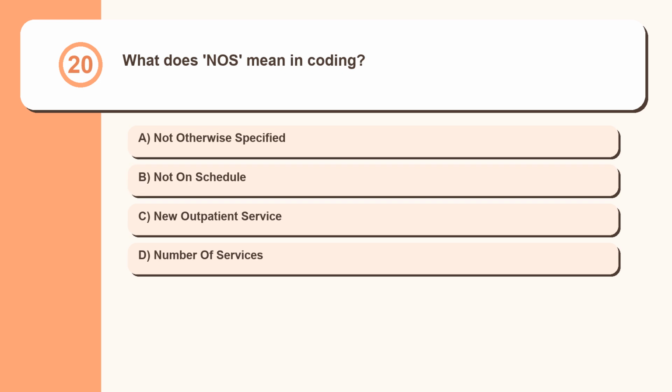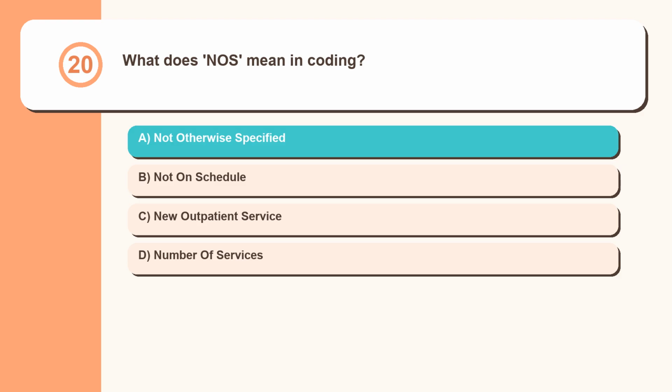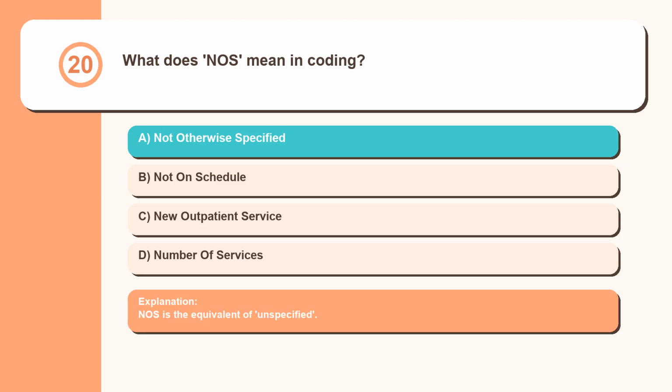Question 20. What does NOS mean in coding? Not otherwise specified, not on schedule, new outpatient service, number of services. NOS is the equivalent of unspecified.